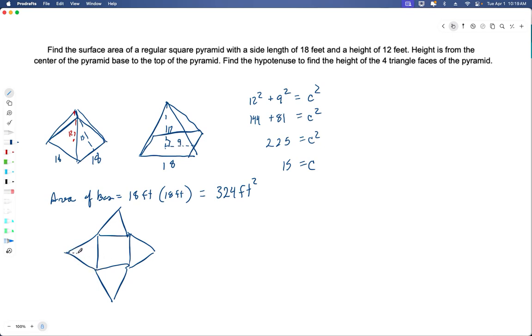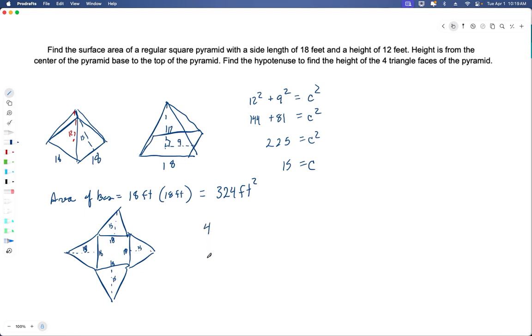So this is 15 and this is 18. This is 18 and this is 15. This is 18 also, because it is a square. And the height of all of these triangles is 15.